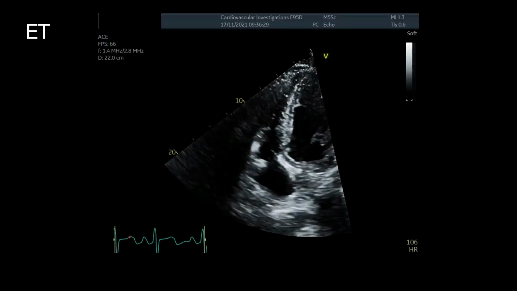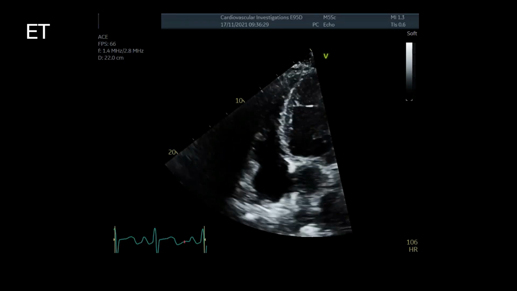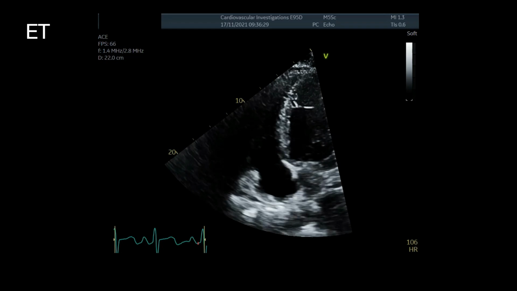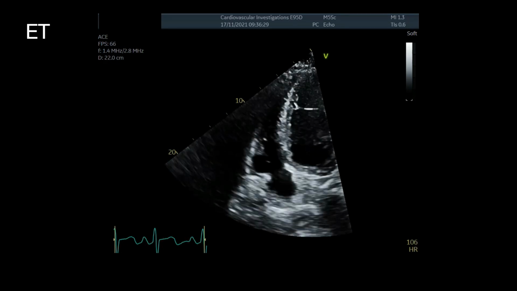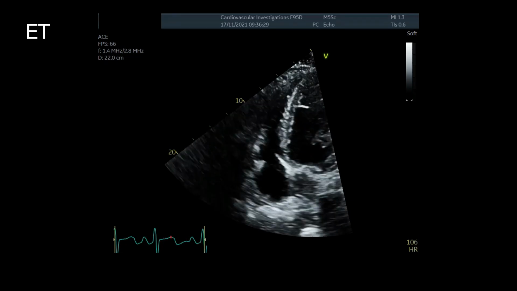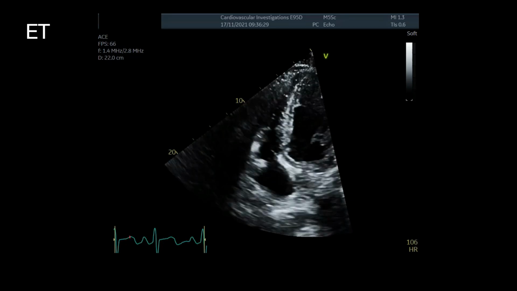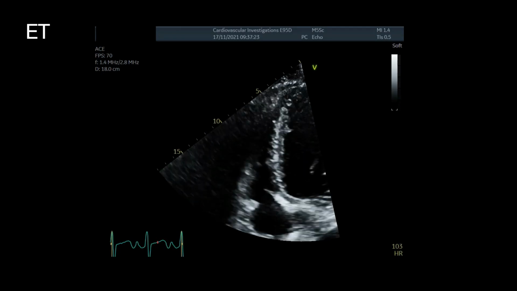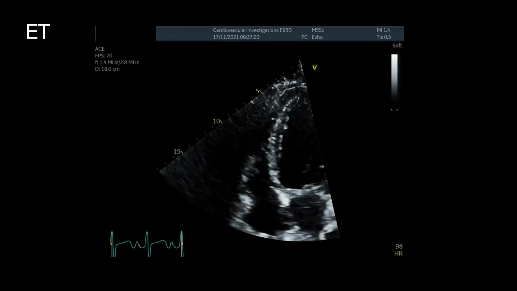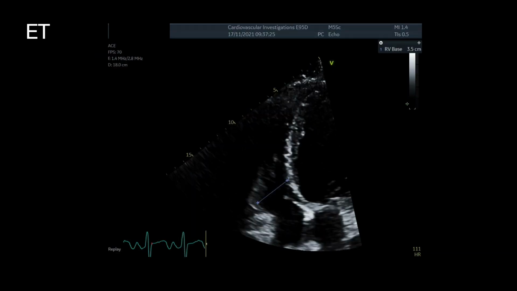And then move to an RV focused view. The RV free wall is thickening, and there is shortening in the base to apex dimension. And another RV focused view, just trying to really optimize that window. And measurement of the RV basal diameter, which is normal.